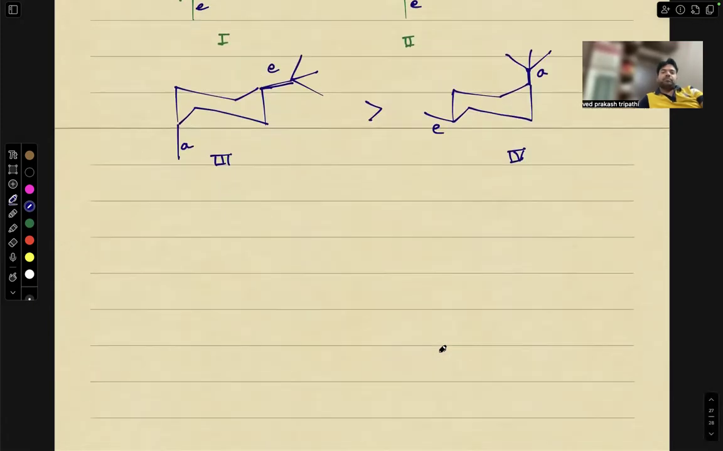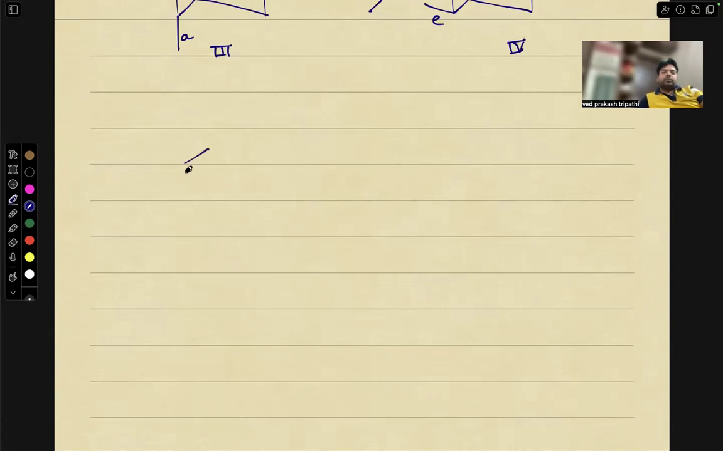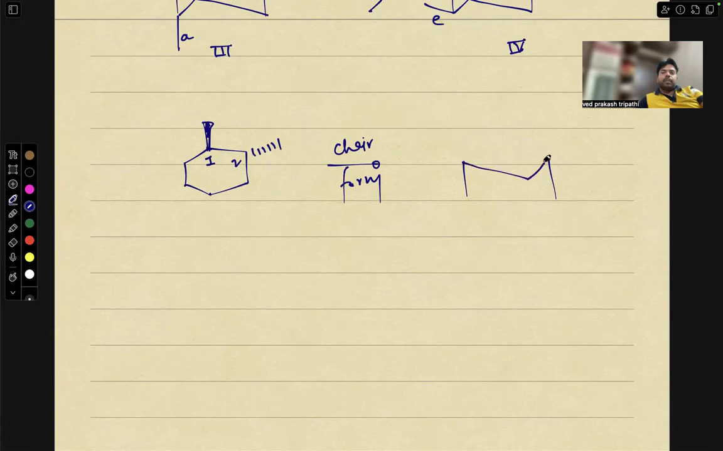Okay. Now the next is, suppose we have to convert this form in the chair form. Chair form. This is 1, 2 position. So first we will draw the chair form like this. So this is wedge. Wedge means up. This is dash. Dash is like down.